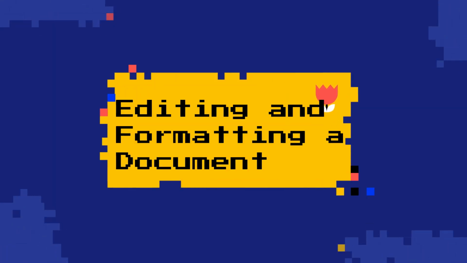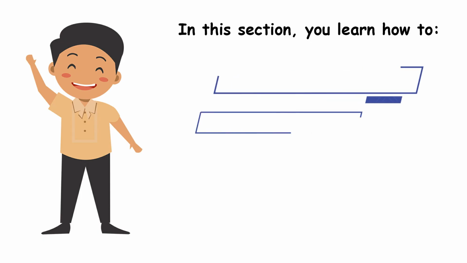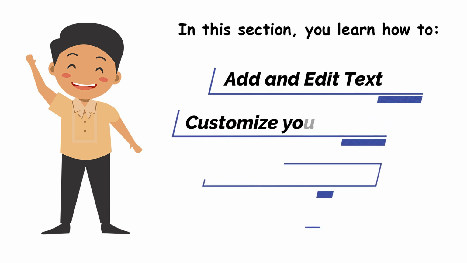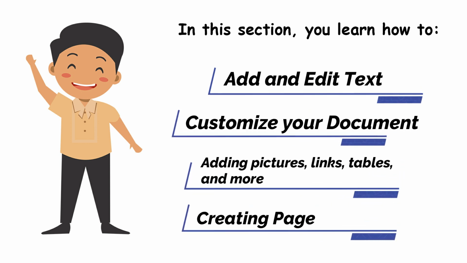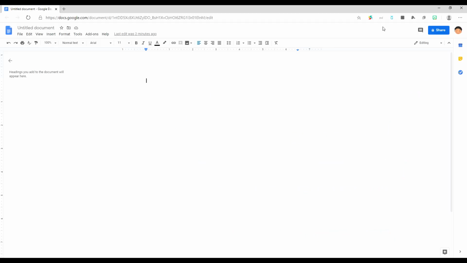Let us now proceed to editing and formatting a document. In this section, you'll learn how to add and edit text, customize your document, add pictures, links, tables, and more, and create page columns. To rename your document, at the top of the page, click Untitled Document and enter a new title. When done, just hit Enter.